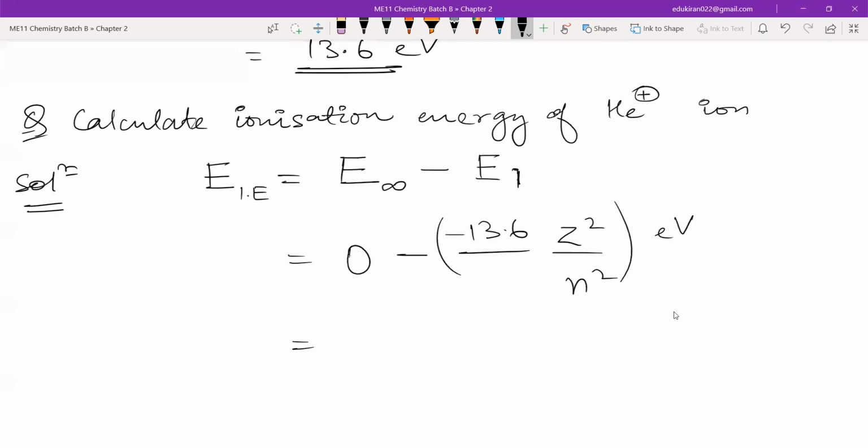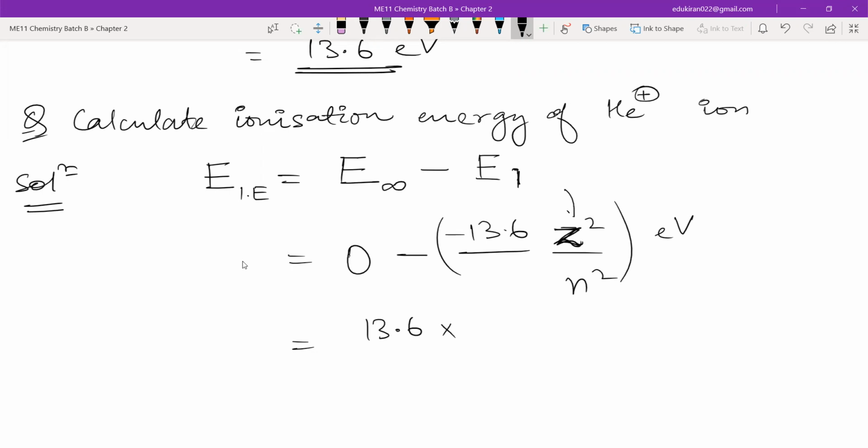Electron volts. So here you have 13.6. Now, how much is the Z for helium? Nida, tell me how much is the Z for helium? The atomic number for helium, the number of protons for helium. Yeah. Now this is important.